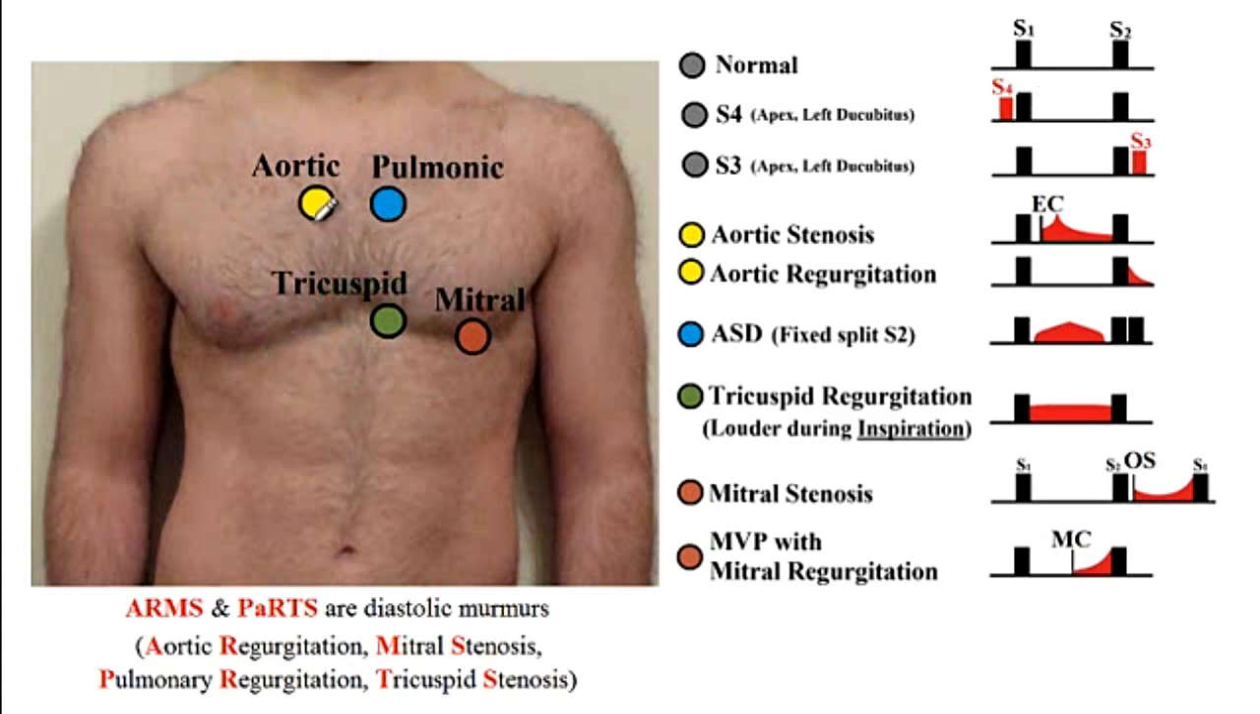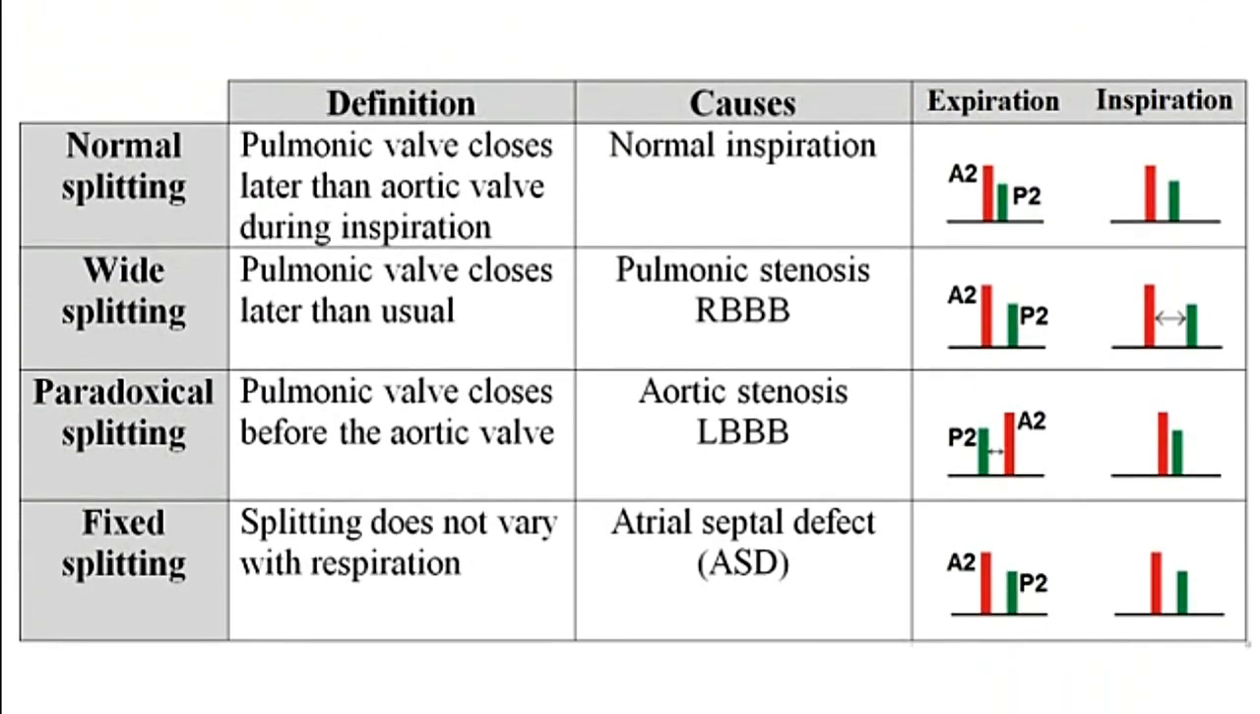Now, given that S2 is made of aortic and pulmonic components, it is sometimes referred to as A2 for its aortic component and P2 for its pulmonic component. During expiration, the A2 and P2 are so close to each other that you cannot distinguish them. However, during inspiration, since more blood goes to the right side of the heart, it takes longer for the pulmonic valve to close, and the timing between the A2 and P2 increases. That's the time you will hear this splitting sound, and this is referred to as normal splitting.